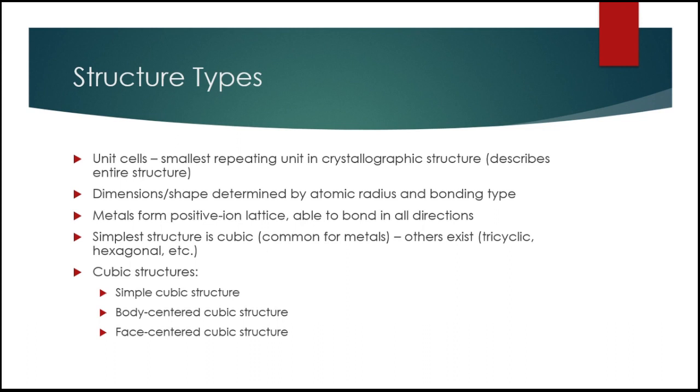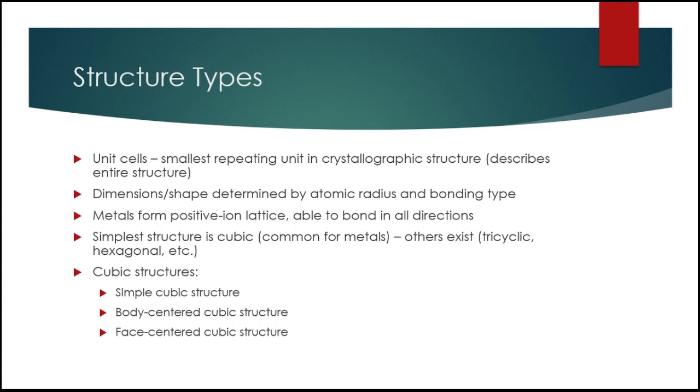Now, the exact dimensions and the shape of the structure is determined, as previously mentioned, by atomic radius and bonding type, among other things. For metals specifically, however, because they form a positive ion lattice, they're able to bond unidirectionally. That is to say that the distance between their bonds does not vary depending on whether you're going on X, Y, Z, or some other combination.